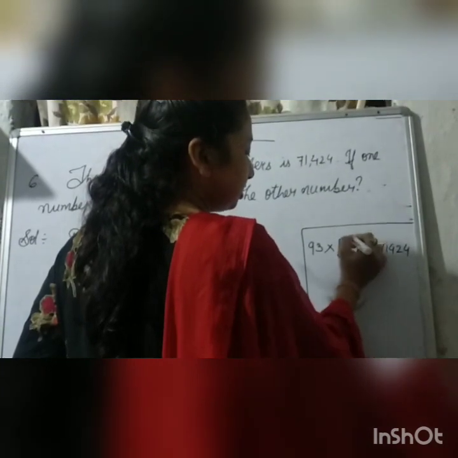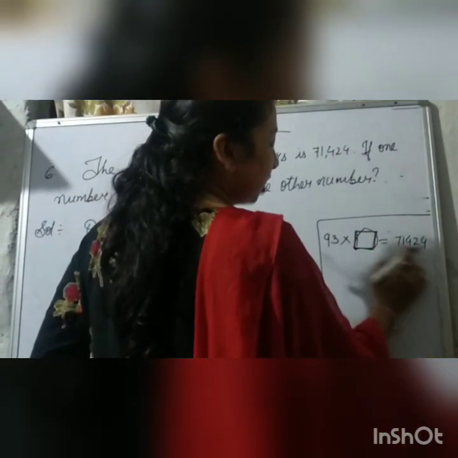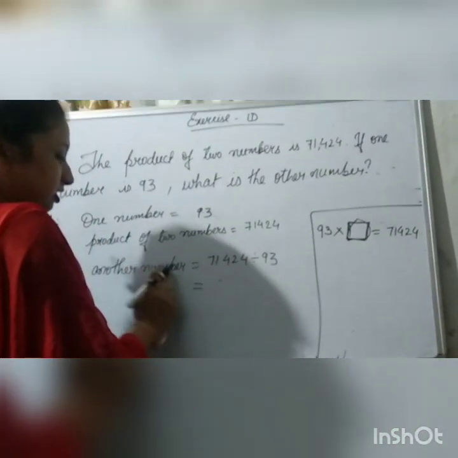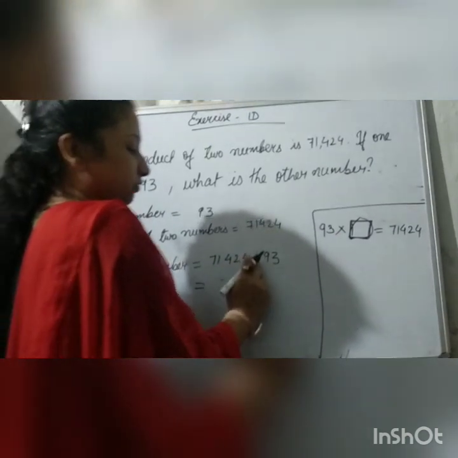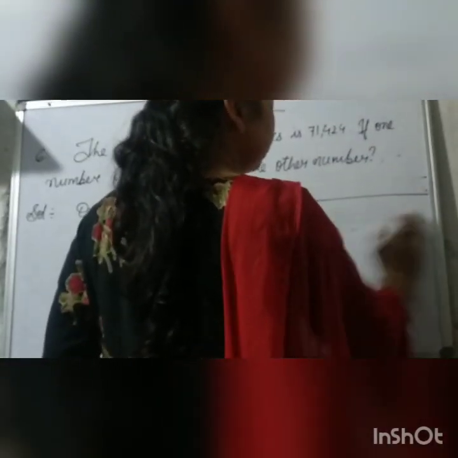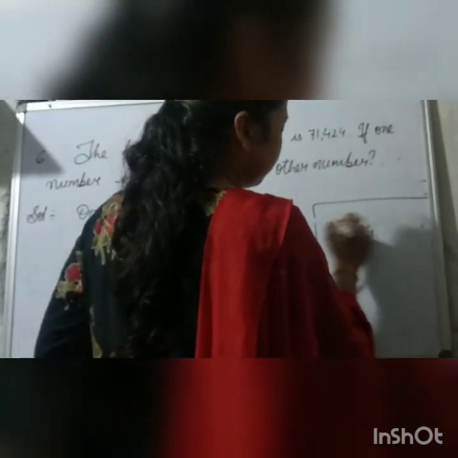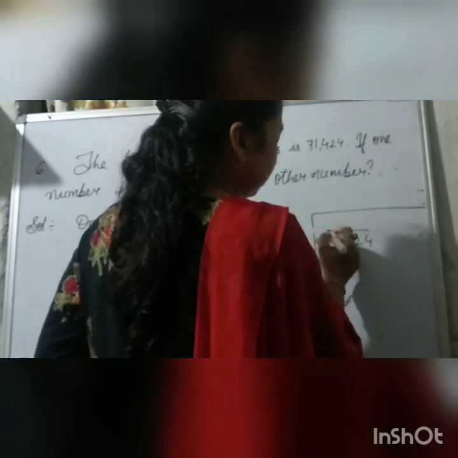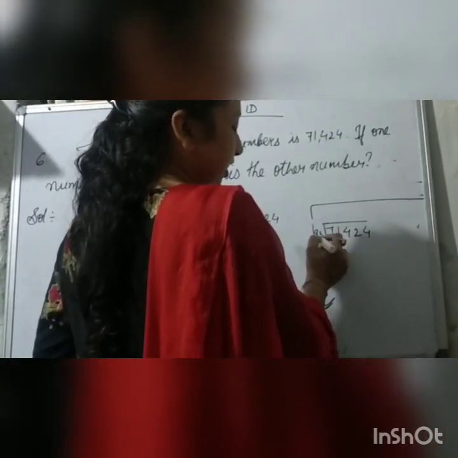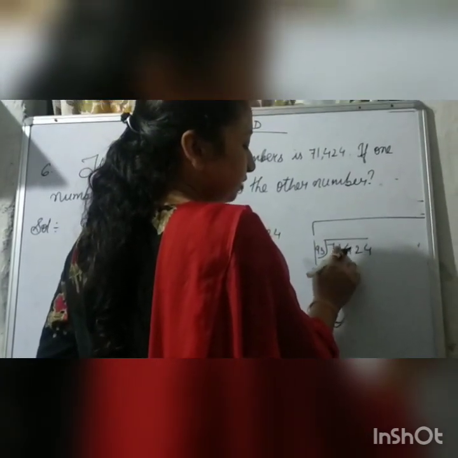To find the other number, we just have to divide this product by 93. So here I have written, to find the other number, 71,424 divided by 93. Now we'll divide. In the table of 93, we'll take 2 digits because the divisor has 2 digits.